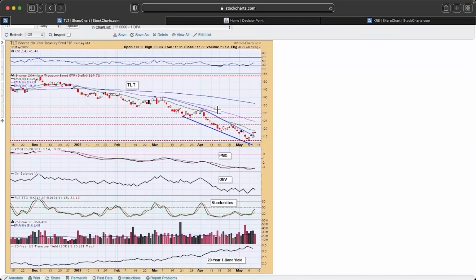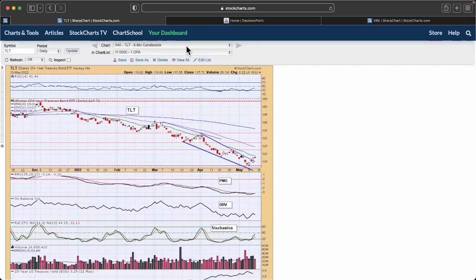Unfortunately, TLT is in such a bear market environment that we don't expect this to really resolve much further to the upside than probably that 20-day EMA, possibly up here to that 122 level is where we would expect resolution of this bullish falling wedge. And let's look at another example for us.